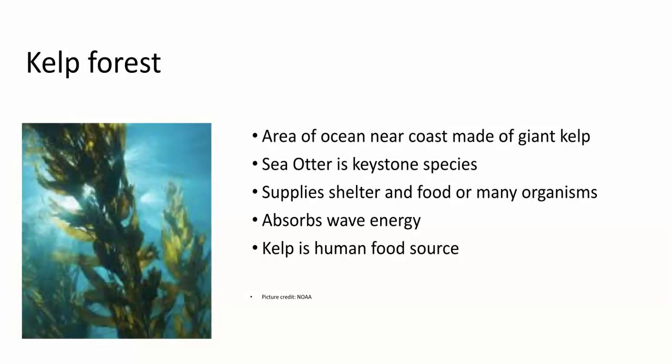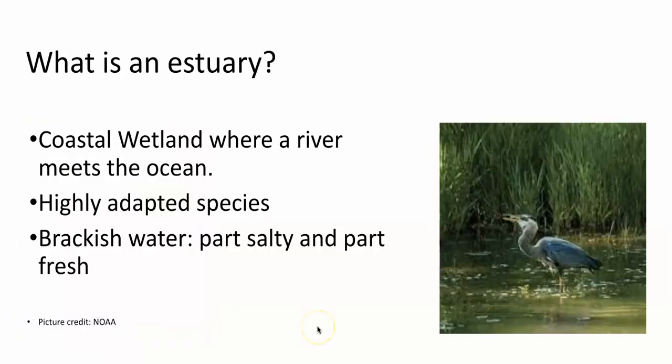If you ever see the word carrageen, it's seaweed in a product. What's an estuary? So an estuary is a coastal wetland where a river meets the ocean. You have highly adapted species there because of brackish water. So it's part salty, part fresh water, and it varies.